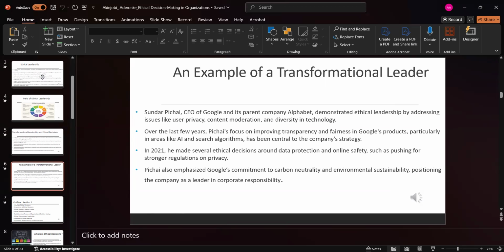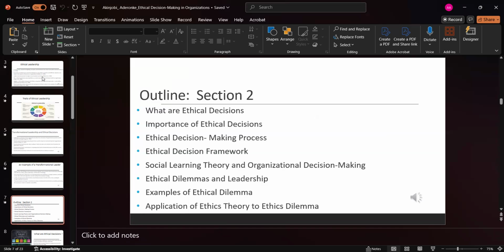An example of a transformational leader that was able to influence his organization ethically and impact the society is Sundar Pichai. He's the CEO of Google and his parent company Alphabet. And he demonstrated ethical leadership by addressing issues like user privacy, content moderation, and diversity in technology. In 2021, he made several ethical decisions around data protection, online safety, and also pushed for stronger regulations on privacy. Because of his ethical conduct, Google has been positioned as one of the leaders in corporate responsibility.